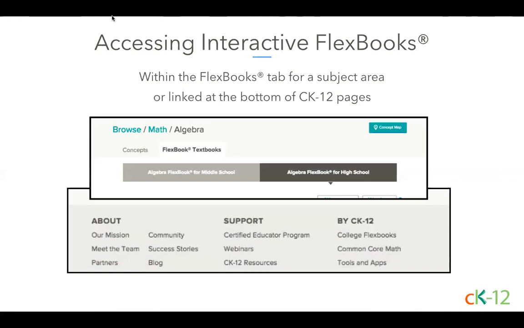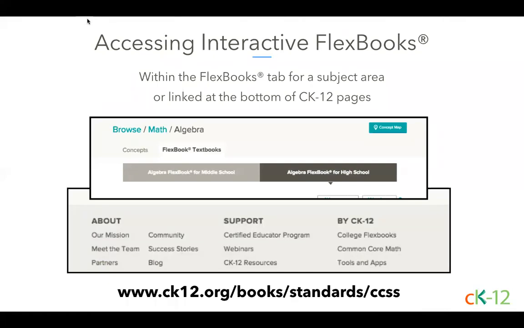If you want to access the interactive FlexBooks, you have a few options. You can go to the topics. So in this case, if you're looking for either of the algebra books, you go to algebra. Those are available under the Algebra FlexBook for High School tab. Similarly for geometry. And then you could go to the direct link, ck12.org/books/standard-CCSS. That would get you to our browse page that includes both the books and the teacher resources. Or at the bottom of our footer, you'll see Common Core Math, and that would take you to that page.